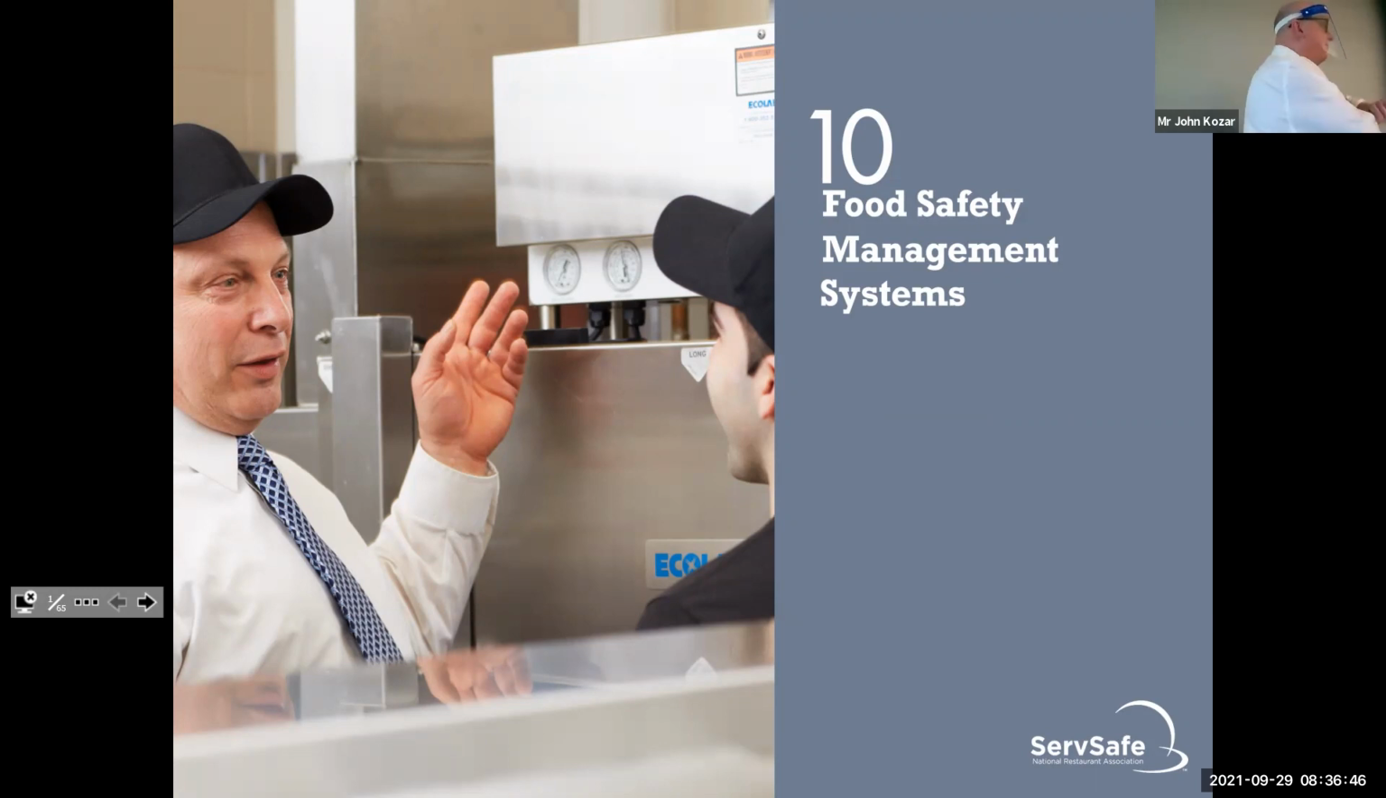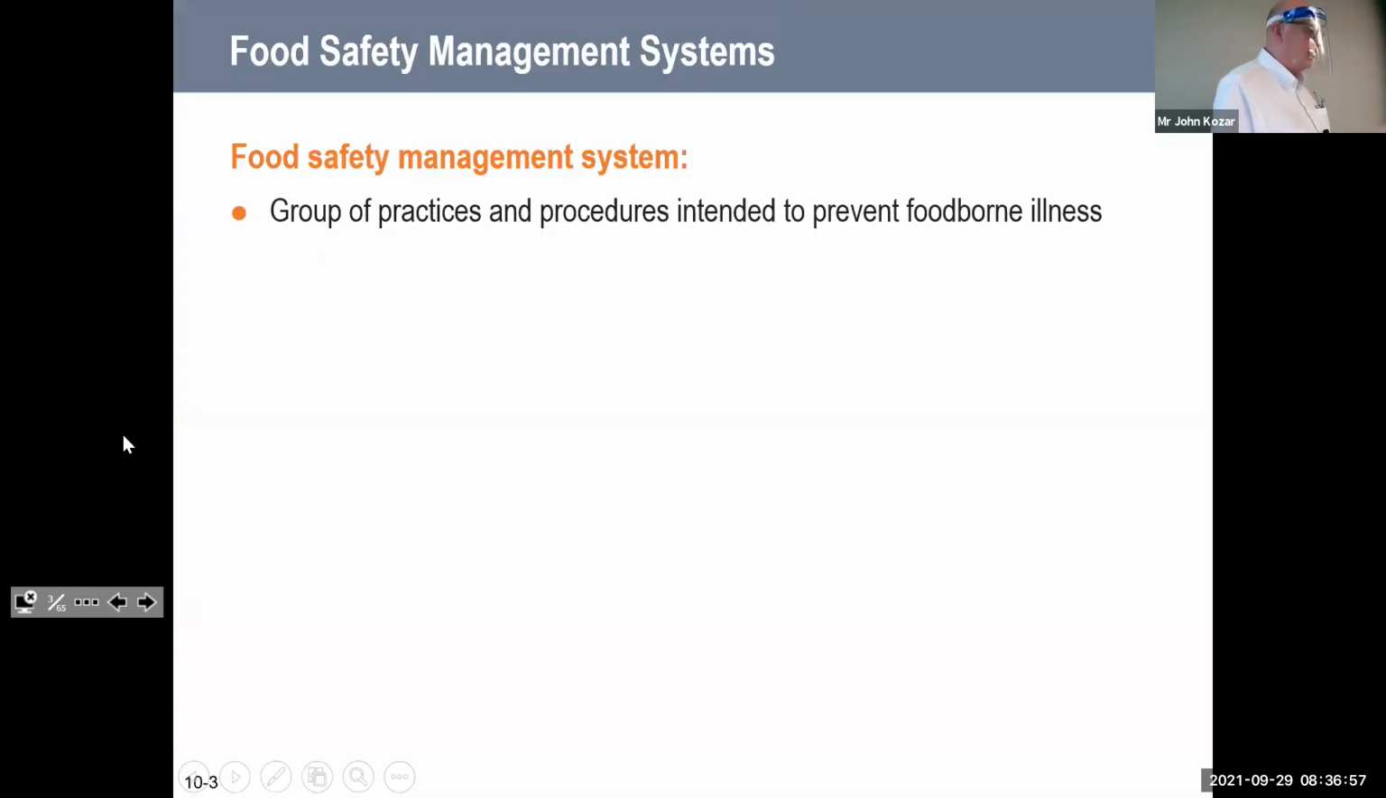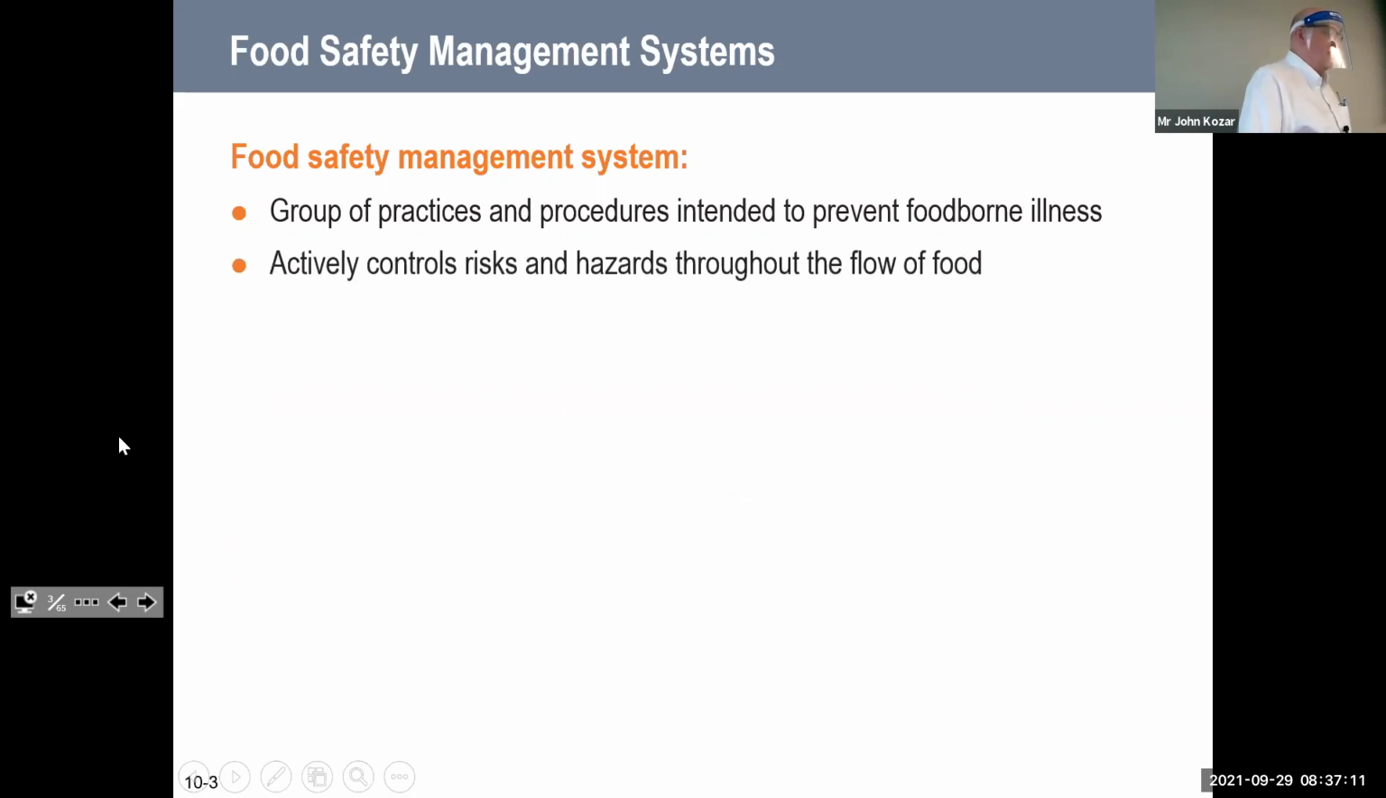Okay, so in Moodle, this is listed as Chapter 8. It's the food safety management systems. Okay, so what is a food safety management system? It's our group of practices and procedures that are intended to prevent foodborne illness. So we're going to actively control the risks and hazards throughout the flow of food.